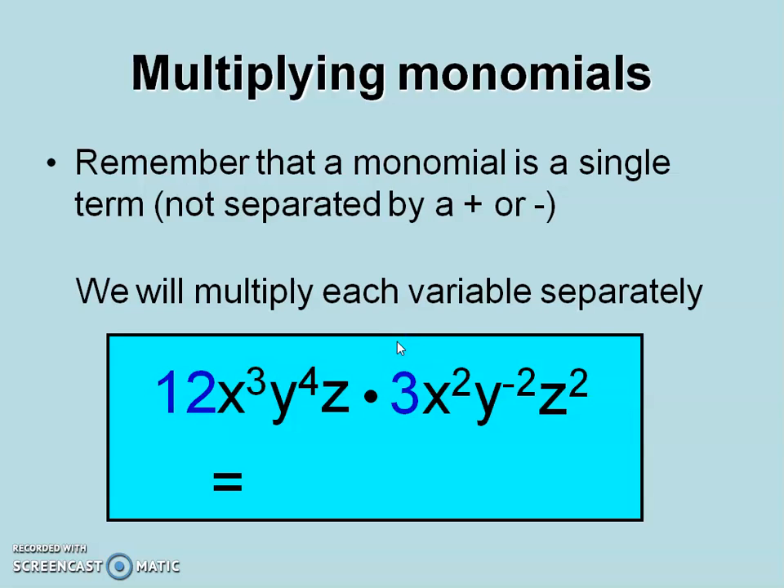We would multiply the x's, so x cubed times x squared. And when we do that, we add their exponents. We'd multiply y to the power 4 times y to the power negative 2. And when you multiply, that means adding exponents if they have the same variable. And finally, we'd multiply z times z squared. And multiplying means that we add their exponents, 1 plus 2. That's the answer. That's how you multiply monomials.